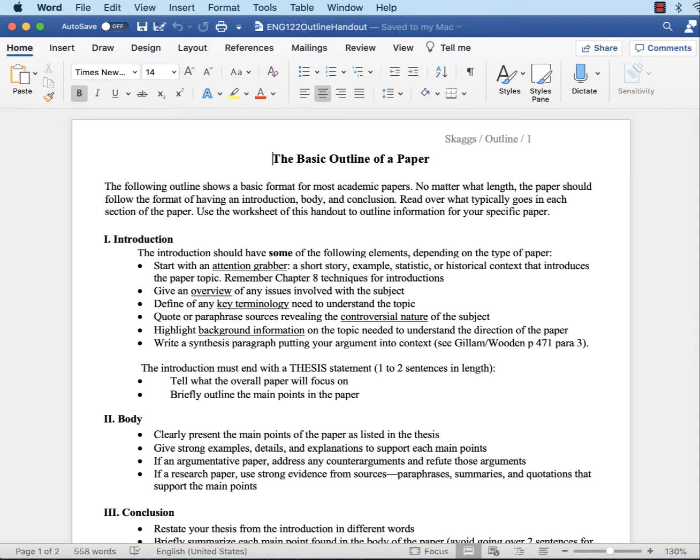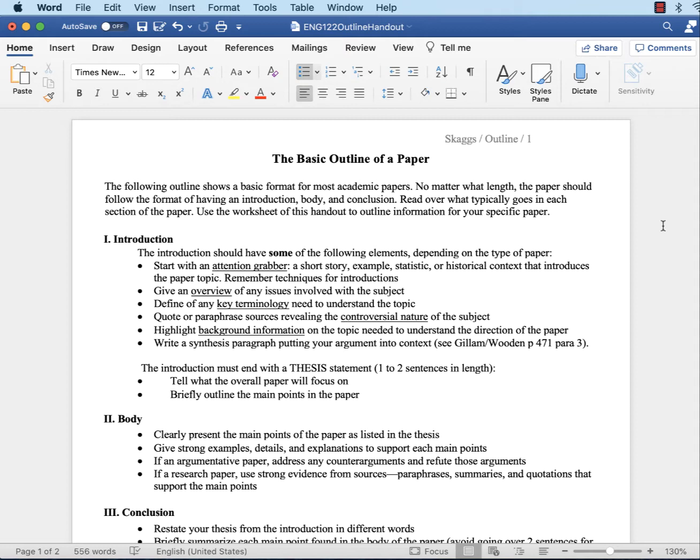The introduction should have some of the following elements depending on the type of paper. Start with an attention grabber, a short story, example, statistic, historical context that introduces the paper topic. Remember, we talked about techniques for introductions. That's what I want you to use, is one of those techniques that we discussed earlier in the semester.